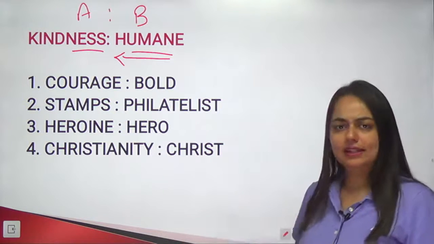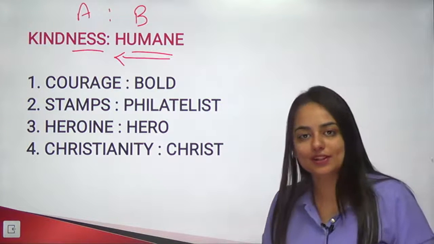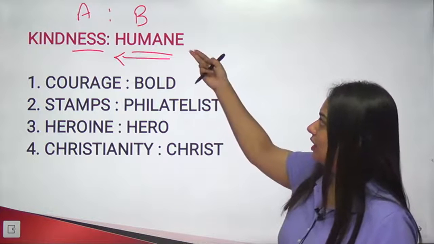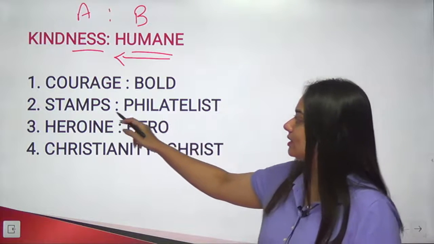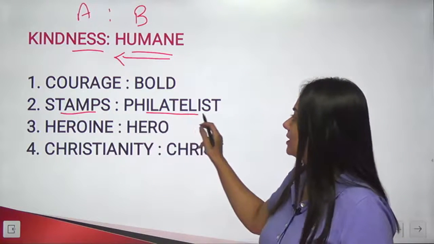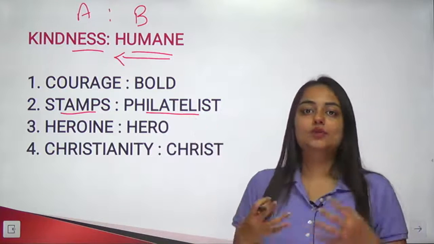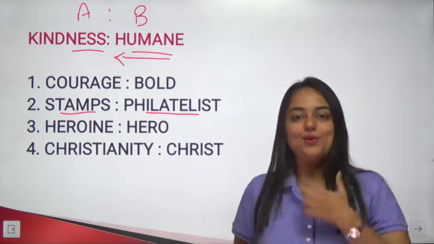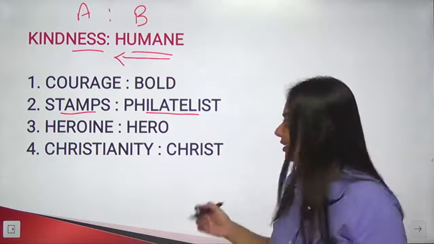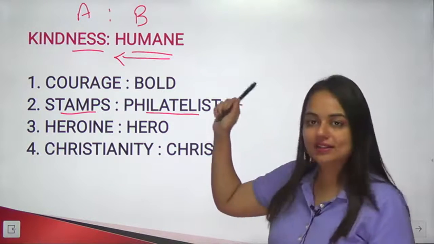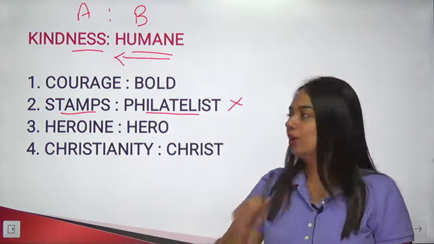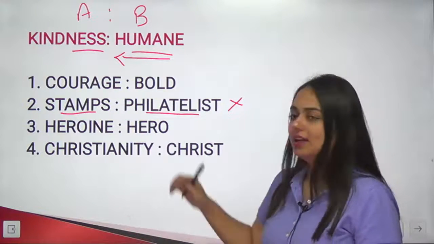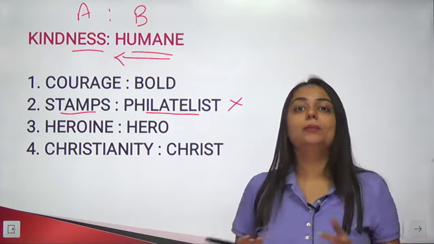So what is a philatelist? A philatelist is a person who loves to collect stamps. So here we cannot say that stamps is a quality. Even if I say this is a person, a philatelist, who loves to collect stamps, is a stamp a quality of that person? No. So the relationship is not the right one here. It doesn't sync with our sentence that we framed after decoding the relationship. Easily eliminated. Heroine and hero, they are complementary, we can say.